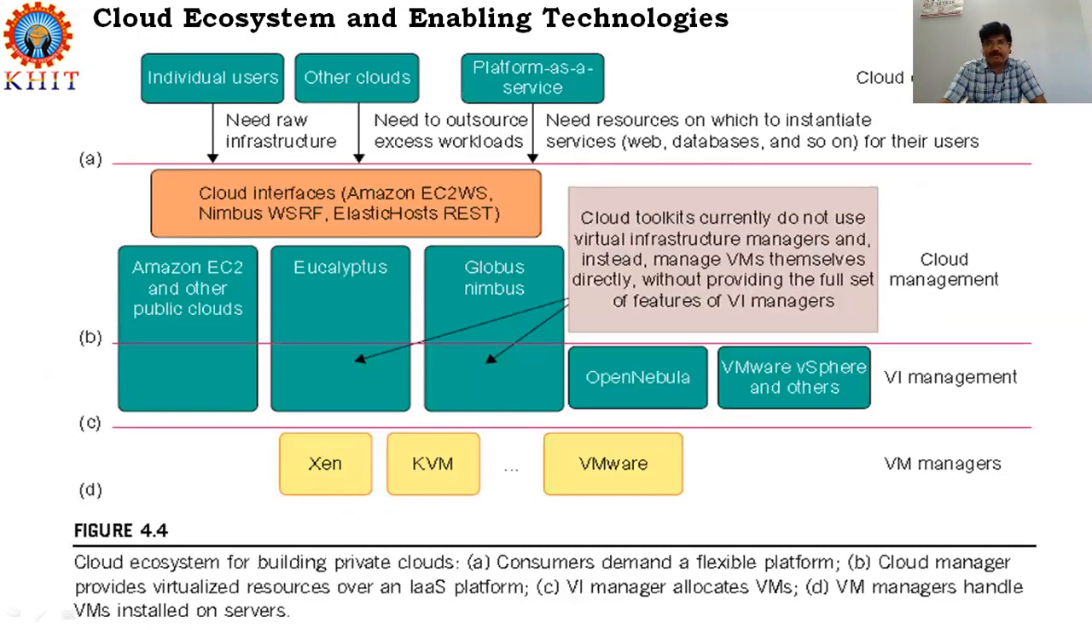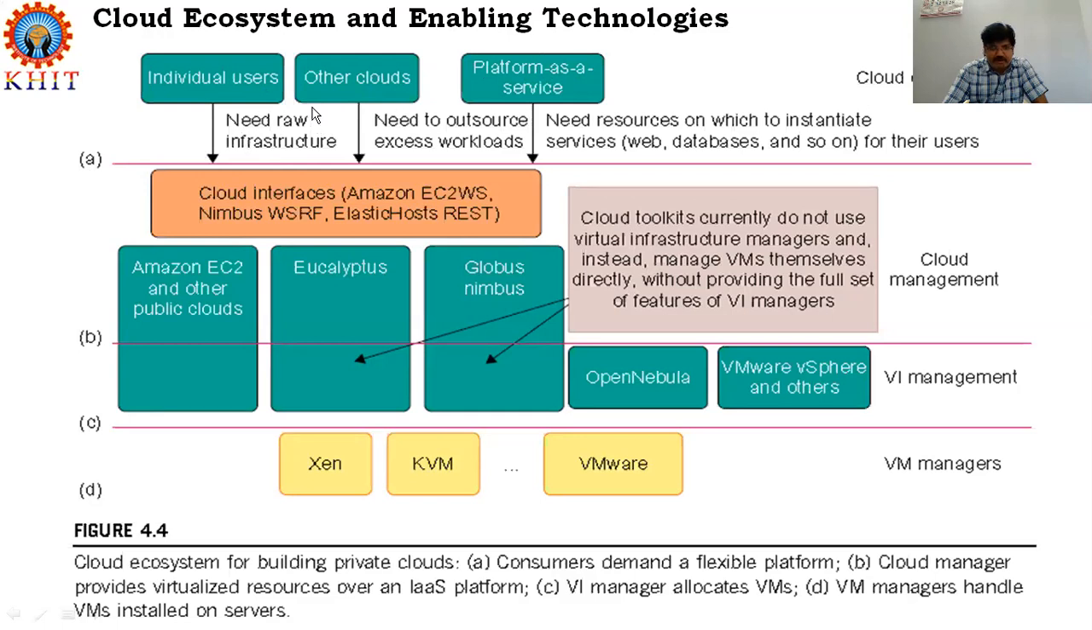Now let us talk about another important concept, the ecosystem. Ecosystem means how the cloud will be useful, the enabling technologies. How the cloud will be useful for our ecosystem, we'll discuss with a diagrammatic view. Here there are four different layers, namely A, B, C, D. A is the topmost one. This is considered a cloud ecosystem for building private clouds.